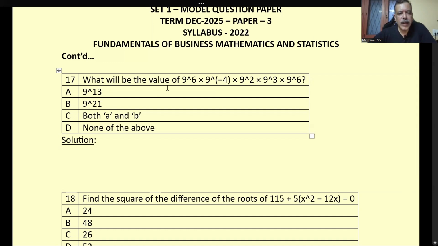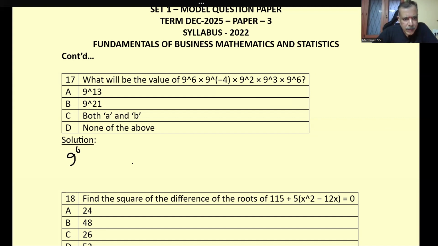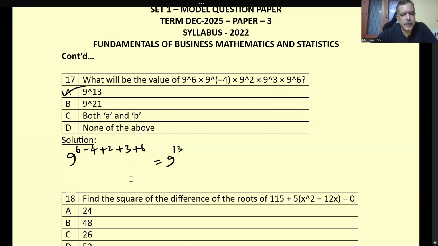17th question: what will be the value of 9 to the power of 6 multiplied by 9 to the power of minus 4 multiplied by 9 to the power of 2 multiplied by 9 to the power of 3 multiplied by 9 to the power of 6? Since every base is 9 and it is common, we can add the indices. So we can say 9 power 6 minus 4 plus 2 plus 3 plus 6. That will give us 6 minus 4 is 2, 2 plus 2 is 4, 4 plus 3 is 7, 7 plus 6 is 13. So it is 9 power 13, which means the option is A.